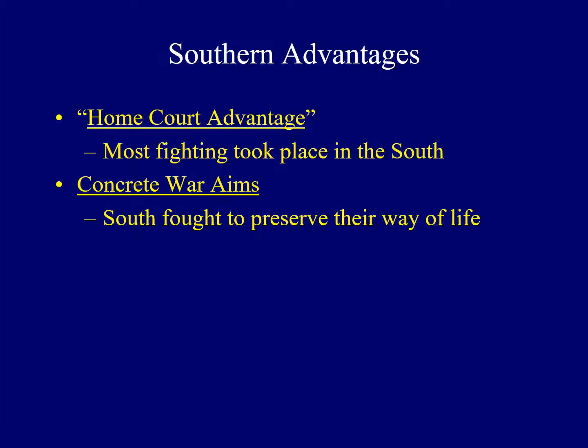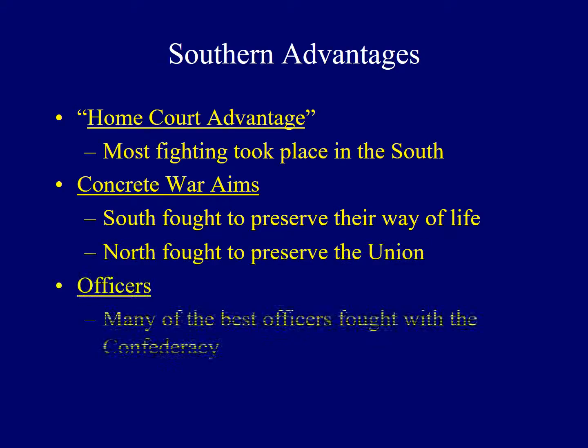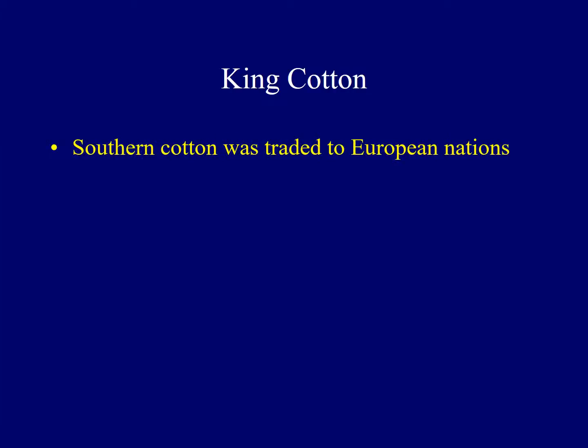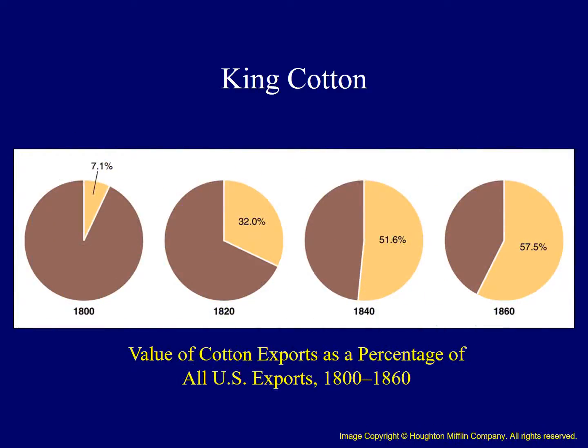One final Southern advantage was described as King Cotton. Tremendous amounts of cotton were shipped to European nations in the years before the Civil War. British textile mills received 75% of their raw cotton from the American South. The economic ties between the South and Europe were quite strong. If you remember this slide, also from Lecture 13, it reflects the tremendous levels of cotton exported, primarily to European markets.